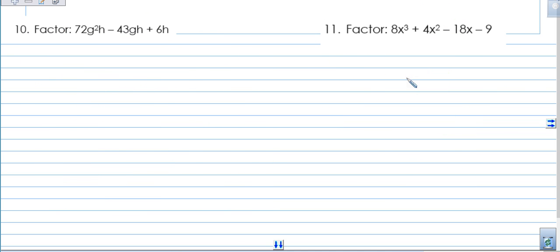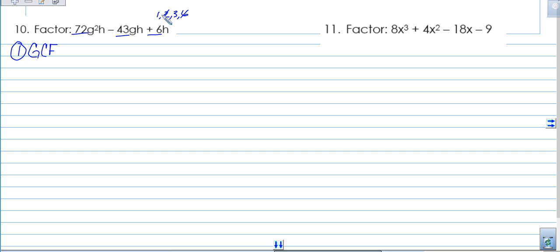Question 10 and 11. I put them on the same line, but we can answer them together. So we have a trinomial. First thing we need to do is take out a GCF if we have one. So 72, 43, and 6. Okay? Well, you look at 6 as the smallest number. You have 1, 2, 3, and 6. Well, if you look, it's not even right here for 43, so 2 won't work. If 2 won't work, then 6 won't work. Okay?